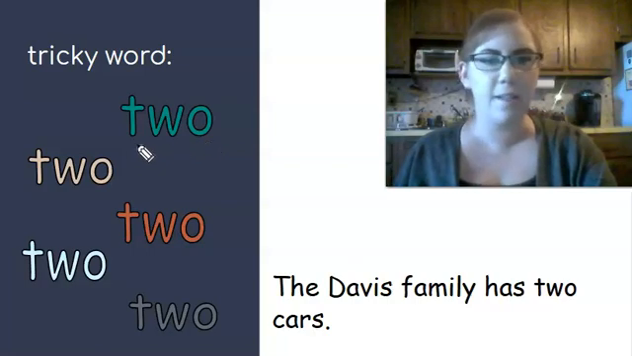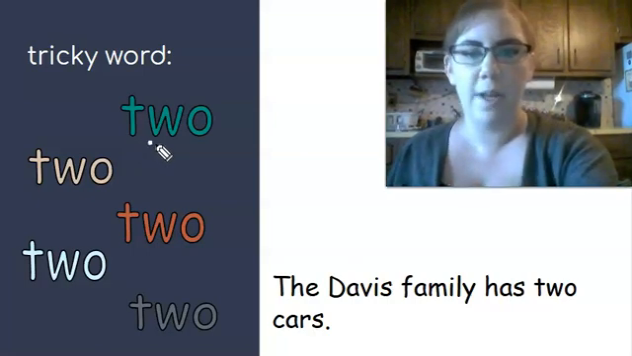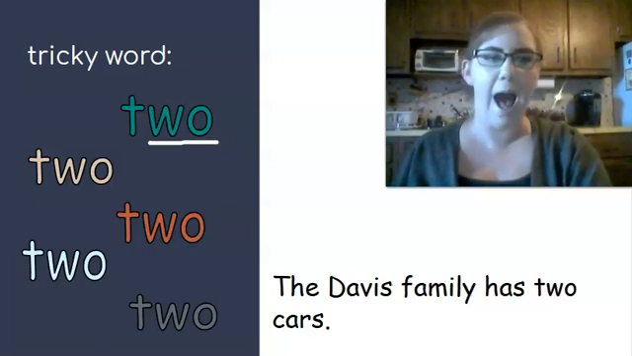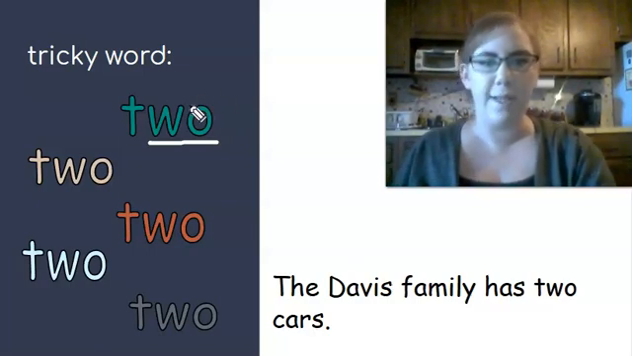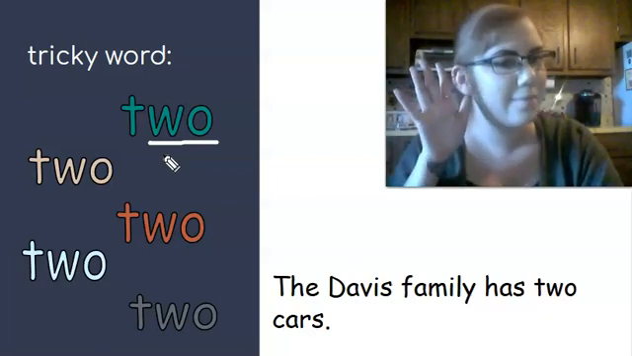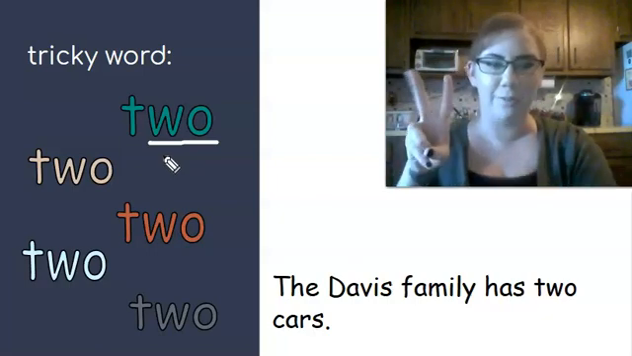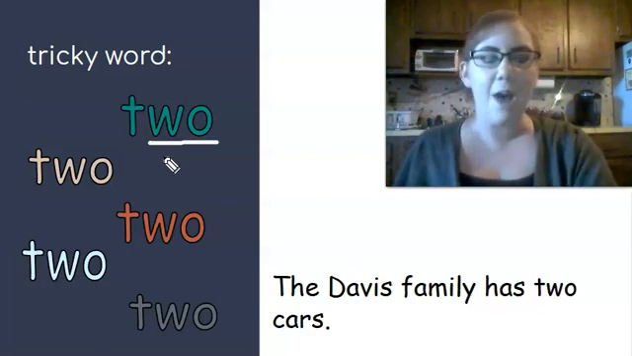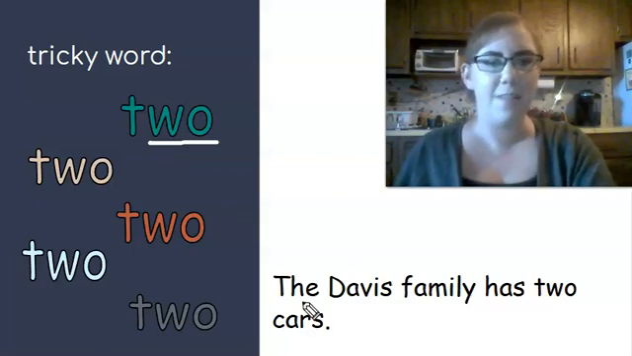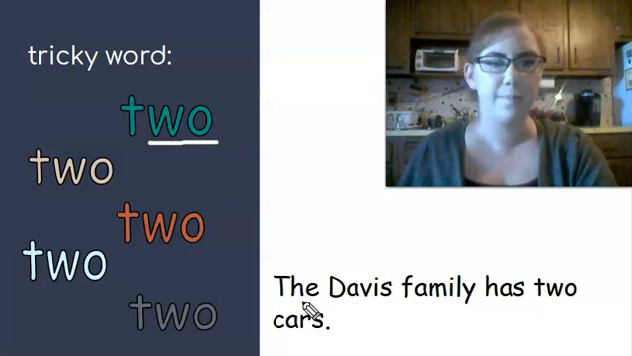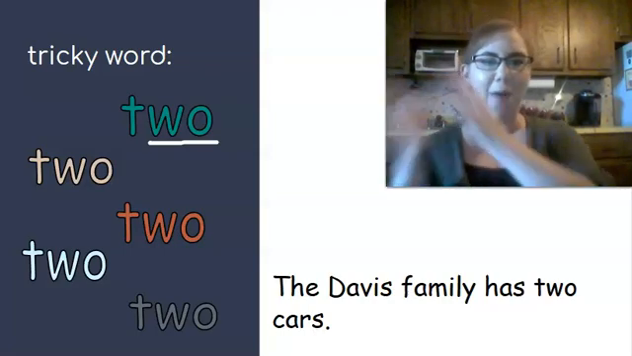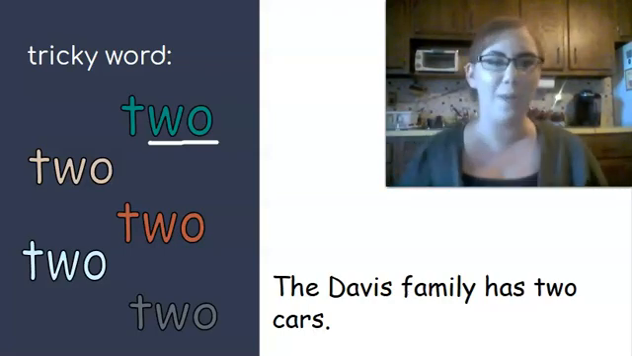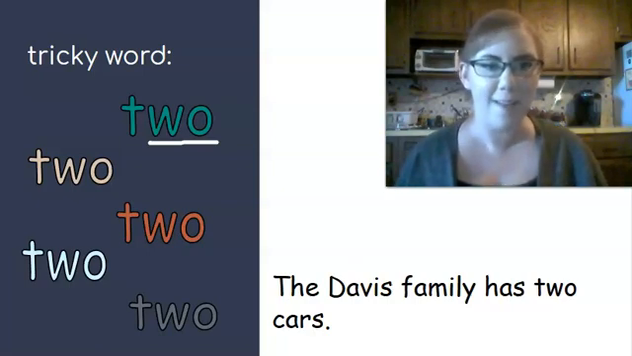It definitely doesn't look like it says two. The T says the right sound, but the W-O says oo instead of w-ah. What's this tricky word again? Two, like the number two. T-W-O is two, like the number two. Repeat the sentence after me. The Davis family has 2 cars. Great job. Give yourselves a round of applause. The more tricky words we learn, the less words can trick us.